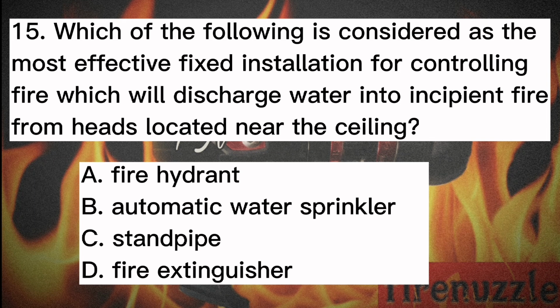15. Which of the following is considered as the most effective fixed installation for controlling fire, which will discharge water into incipient fire from heads located near the ceiling? Letter B.